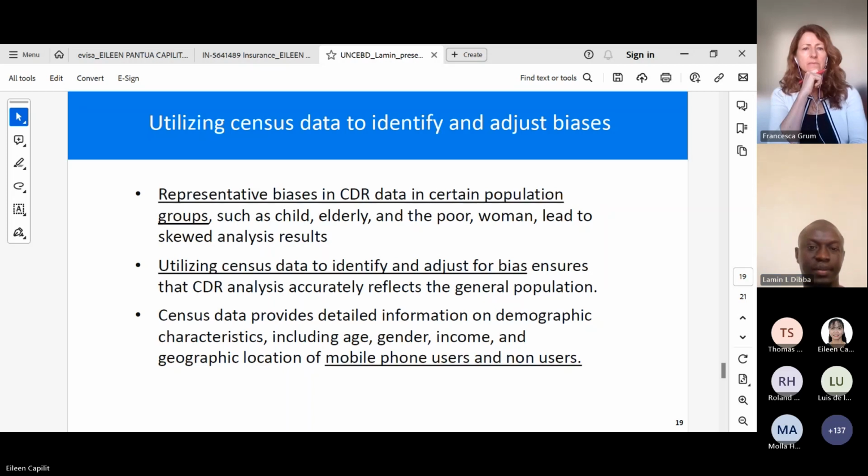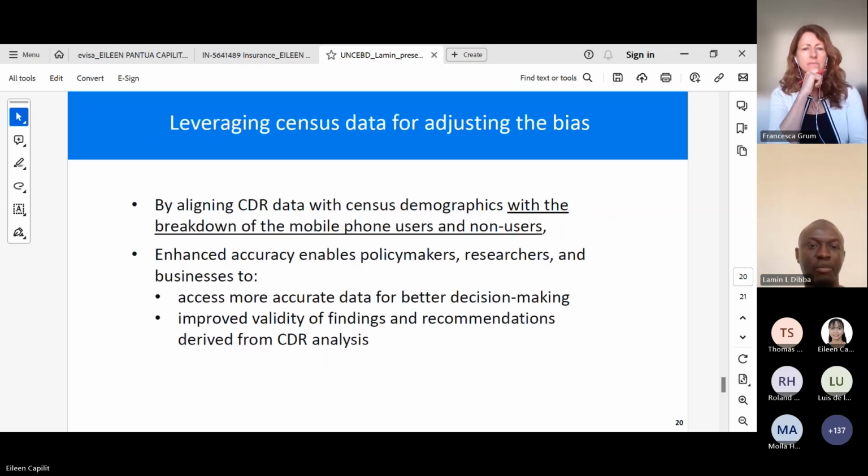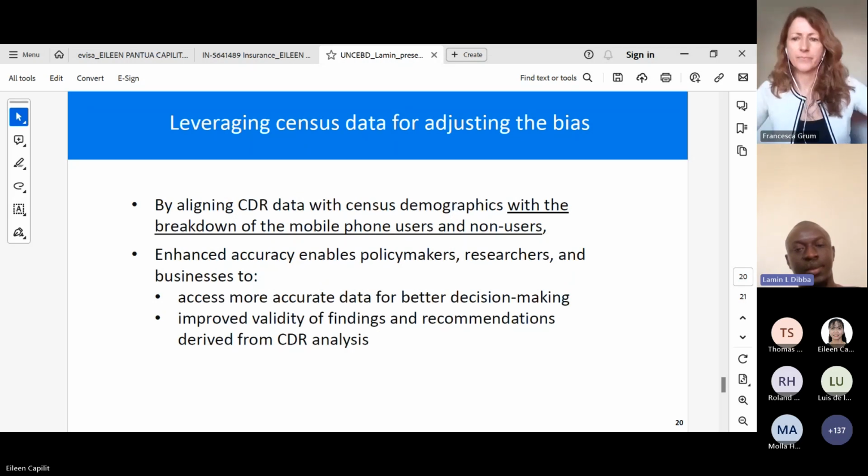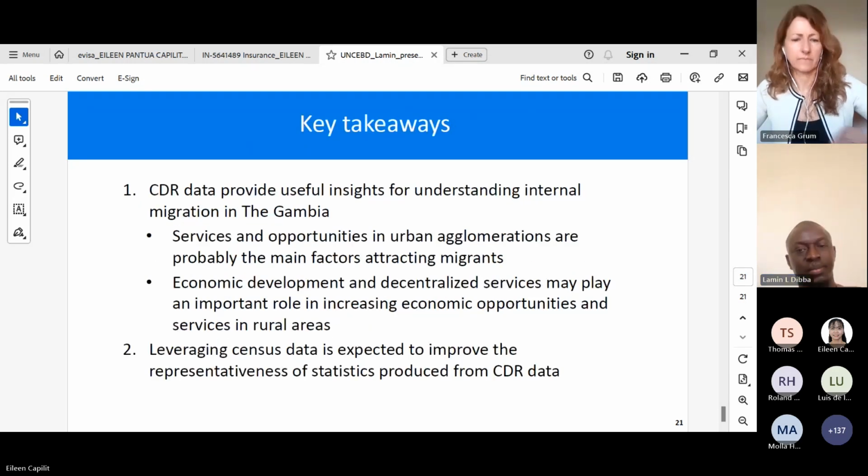Next slide. By aligning the CDR data with the census demographics, with the breakdown of mobile phone users and non-users, we'll be able to adjust for the biases. We also want to enhance accuracy so policymakers can access more accurate data for better decision making, and improve the validity of the findings and recommendations derived from CDR data. Next slide. I think this should be the final one.